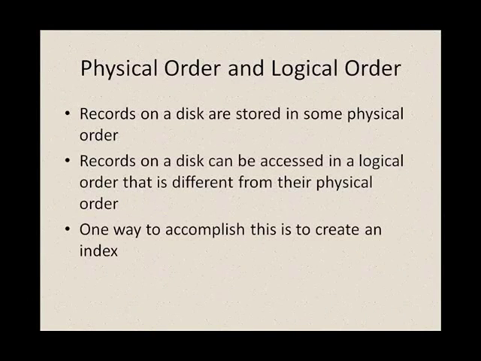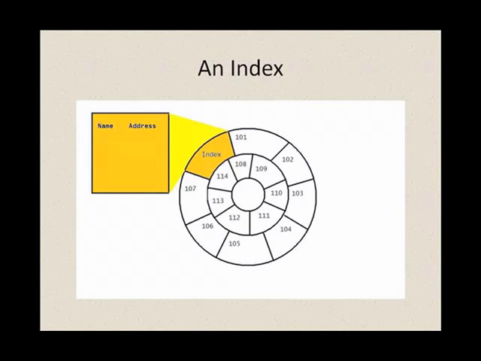One way to accomplish this random access is to create an index. Here's a simple representation of a disk. A portion of the disk is reserved to hold an index. The rest of the disk has numbered locations. These are numbered 101, 102, and so on. A real disk would have many more locations with much higher numbers, but this is enough to get us started looking at an index.